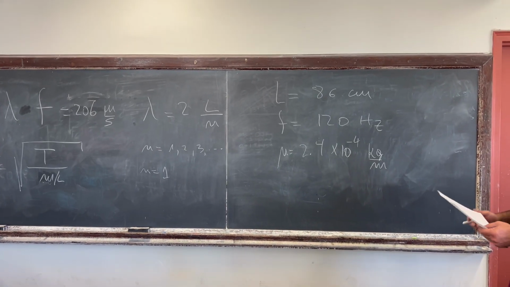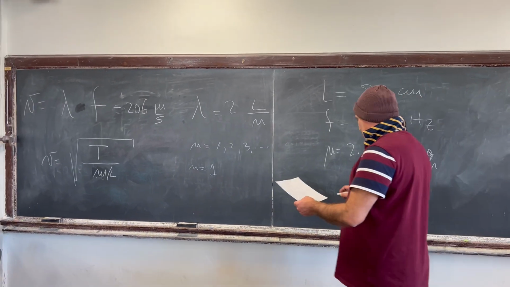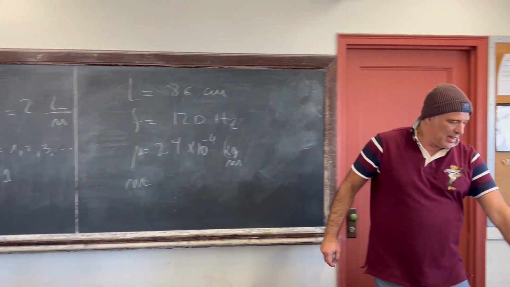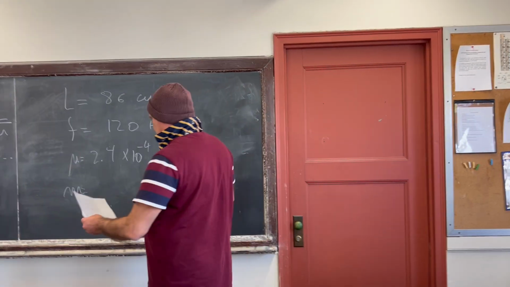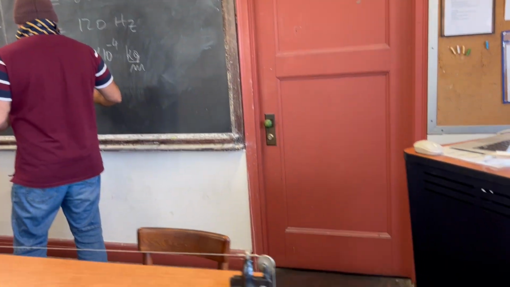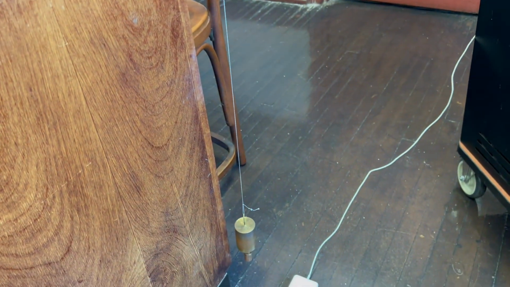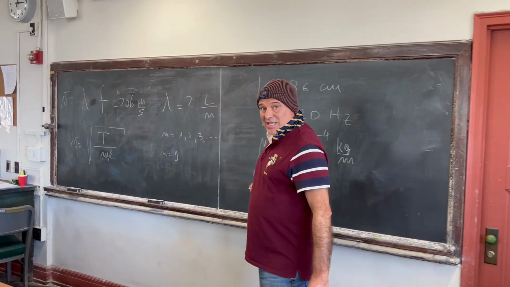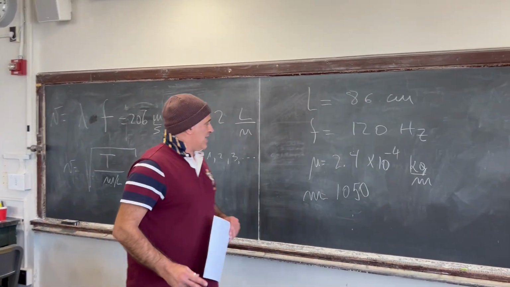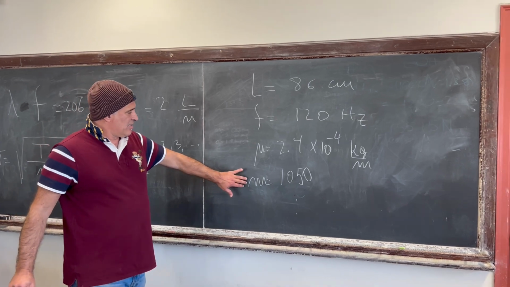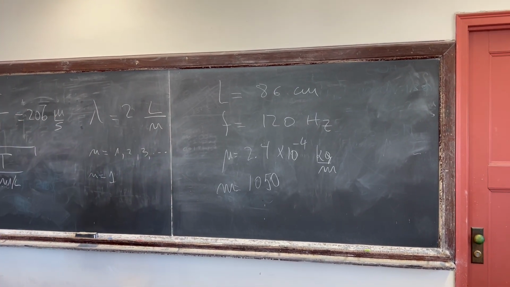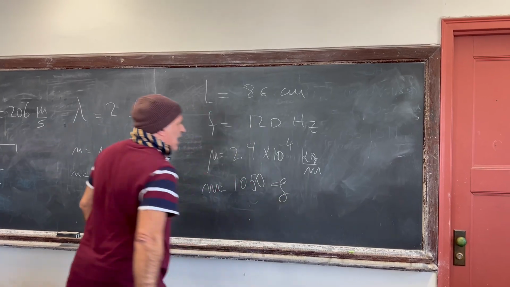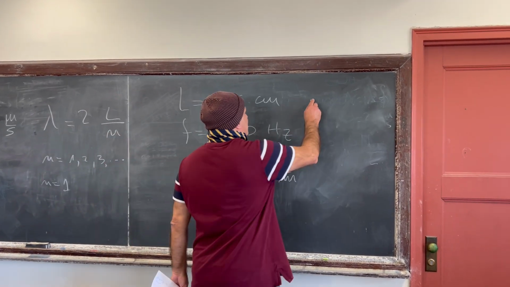And we also know that the mass that provides the tension, that we have here at the bottom, is 1,050 grams. So if we multiply the mass by the acceleration of gravity near the Earth's surface, which is 9.8 meters per second squared.